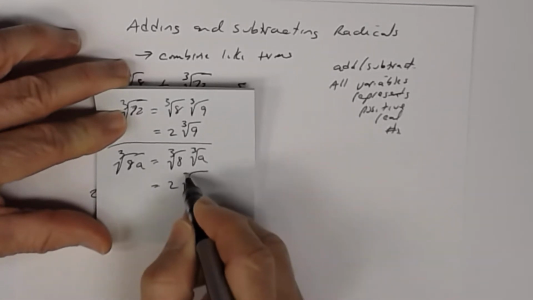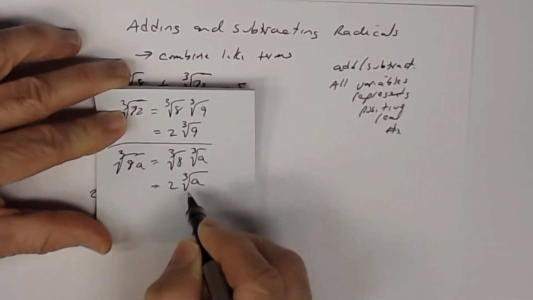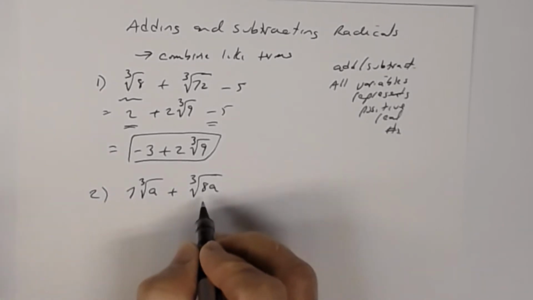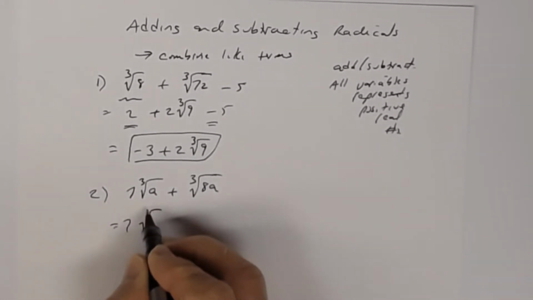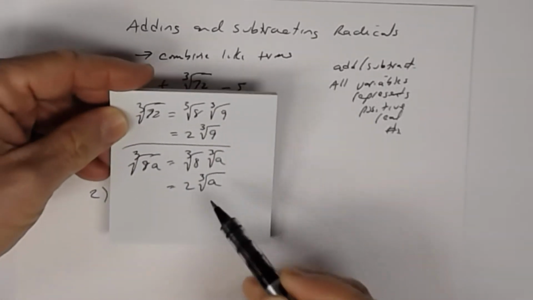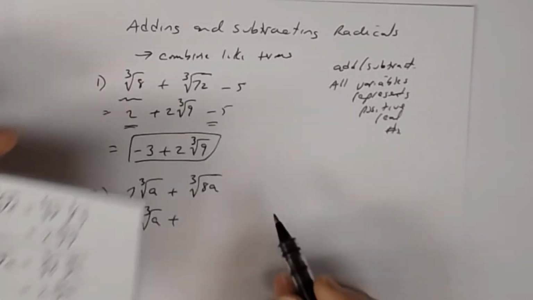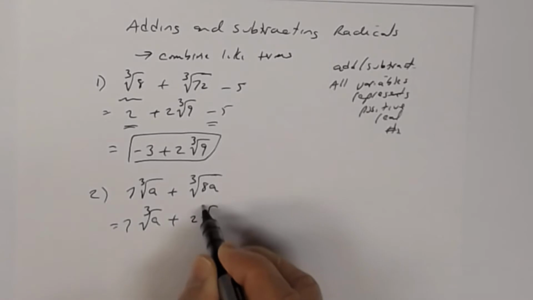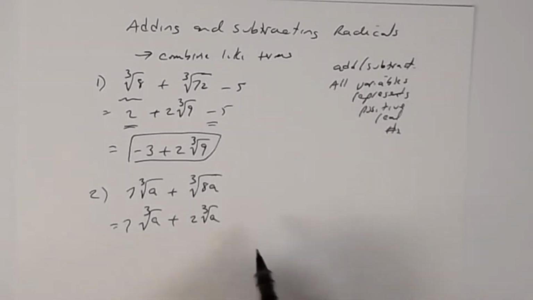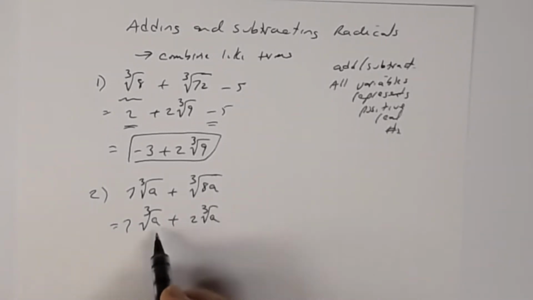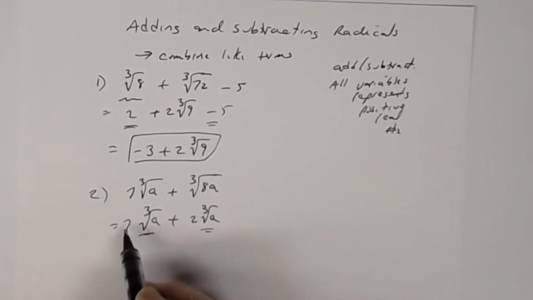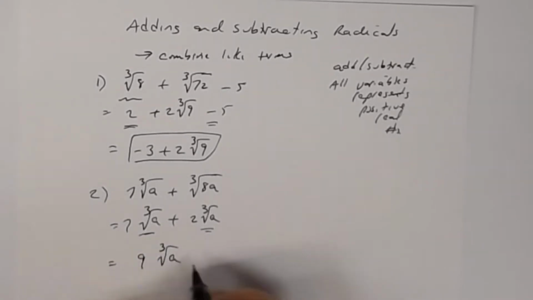And so I get the 2 cube root of a. And so that goes here. So this is 7 cube root of a plus 2 cube root of a plus 2 cube root of a. All right, and so notice now those are like terms because this has a cube root of a, this has a cube root of a, so the radicands are the same. They're both a's. The indices are the same. They're both 3's, and so 7 plus 2 is 9. So you get 9 cube root of a.